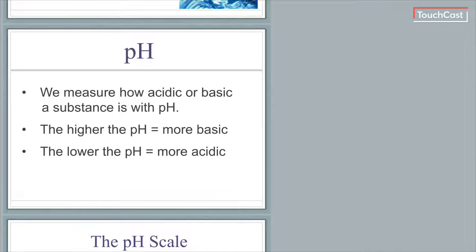We measure how acidic or basic a substance is with pH. A high pH means it's more basic, so something closer to 14, and a low pH means it's more acidic, means it's closer to 1.